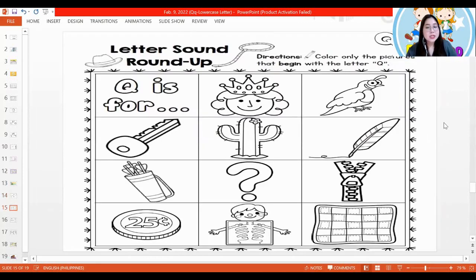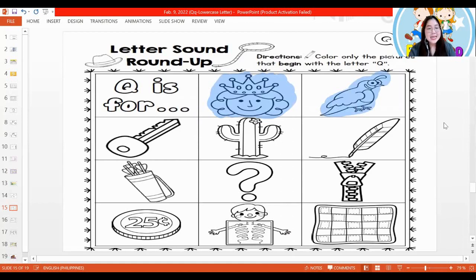Oh, it's the letter sound roundup. Remember, we will only color the pictures that start with the letter Q. So let's do this one together. We have queen. Does queen start with the letter Q? Yes. So let's color our queen. Next one, we have a quail. Does quail start with the letter Q? Another yes. So let's color our quail.